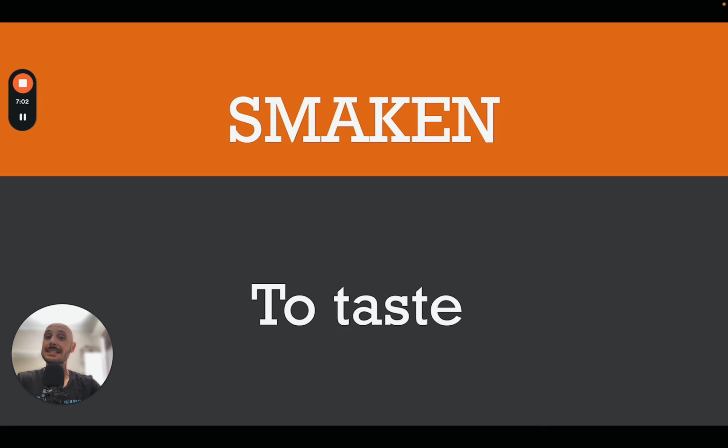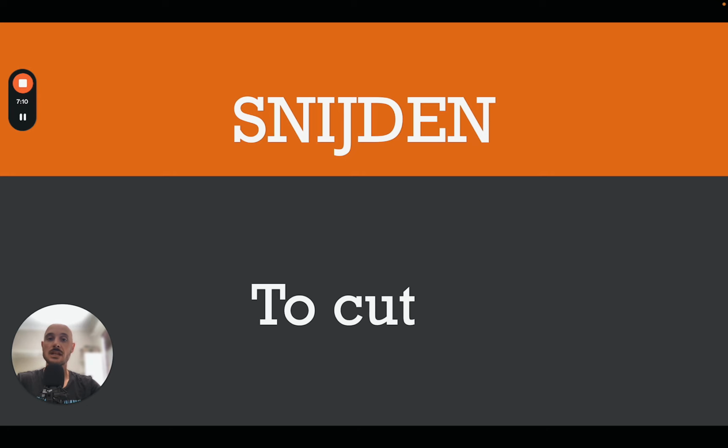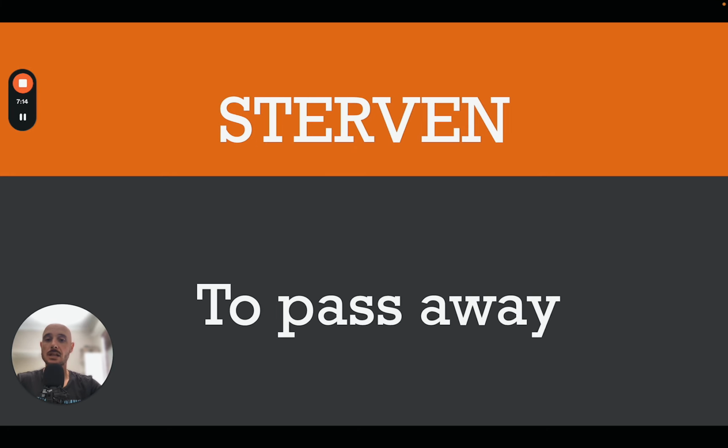Smaken is to taste, right? To taste. It tastes nice, it tastes delicious, then you can say het smaakt lekker, for instance. Then we have snijden. Snijden is to cut, right? We continue to pass away or to die. You can also use it for that translation is sterven. Sterven is to pass away.